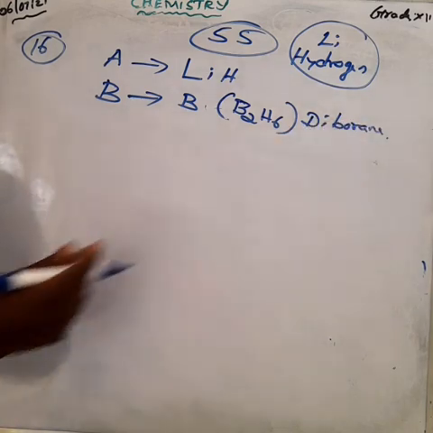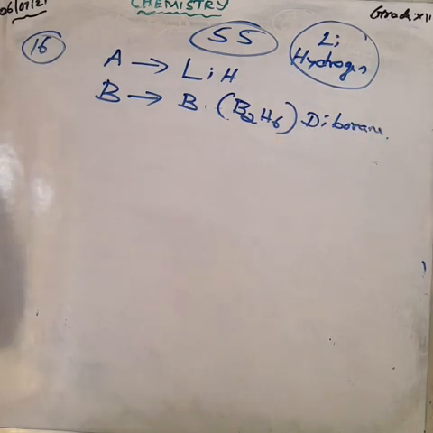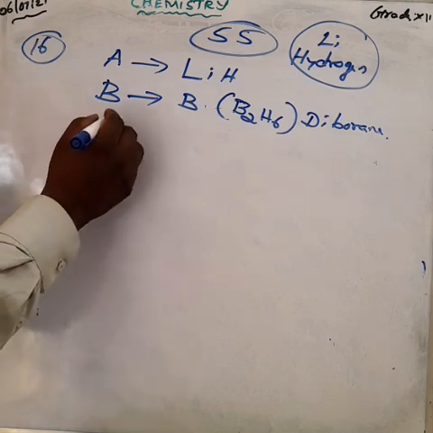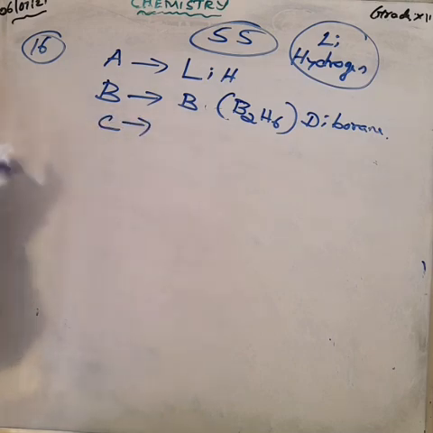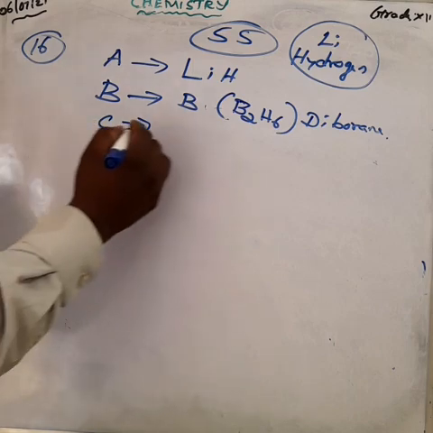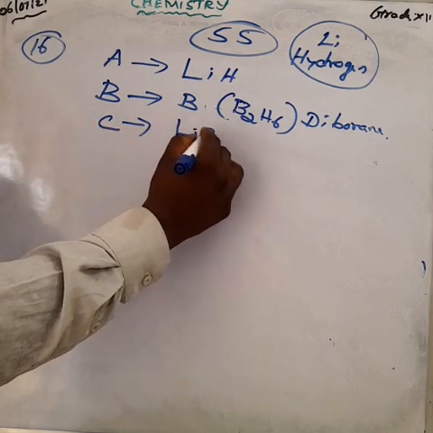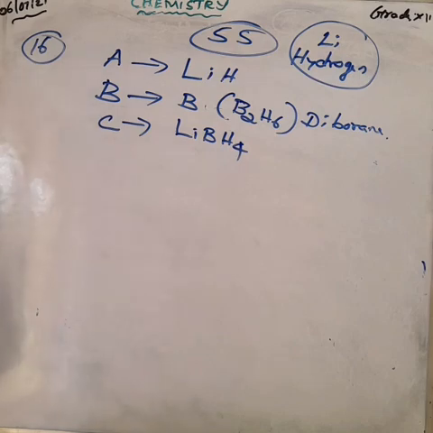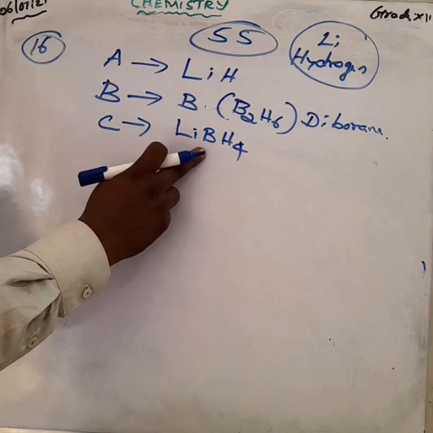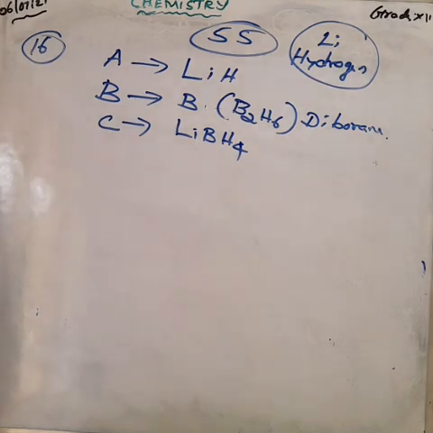This boron compound gives a reducing agent, C. One of the very good reducing agents, all of you know that one, is lithium borohydride, LiBH4. This is the problem we have to discuss. So one by one we can discuss. All of you know that one.